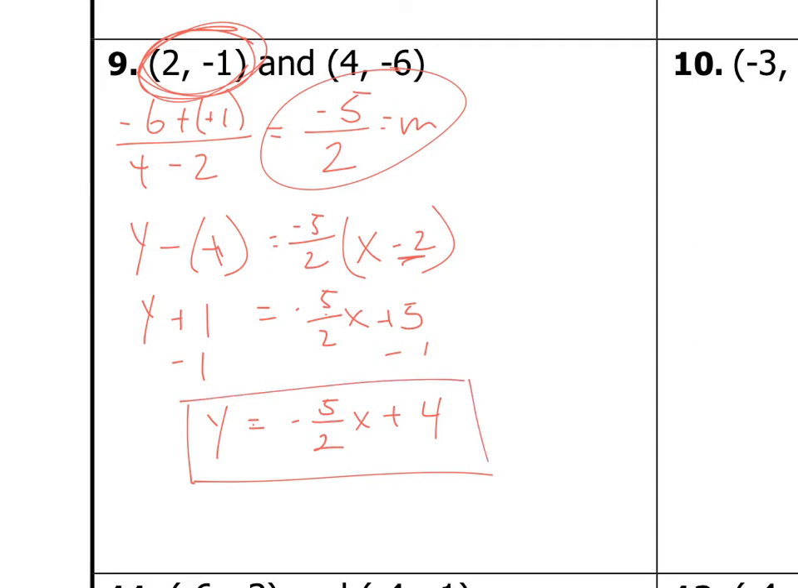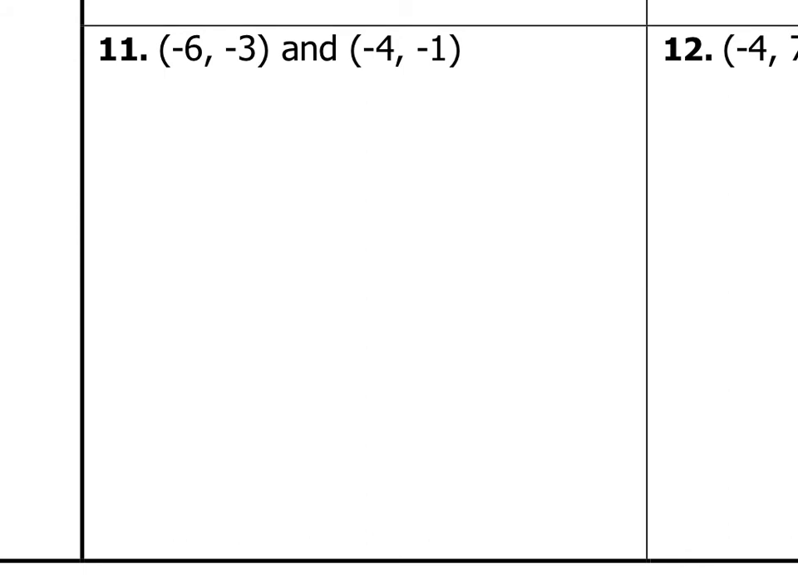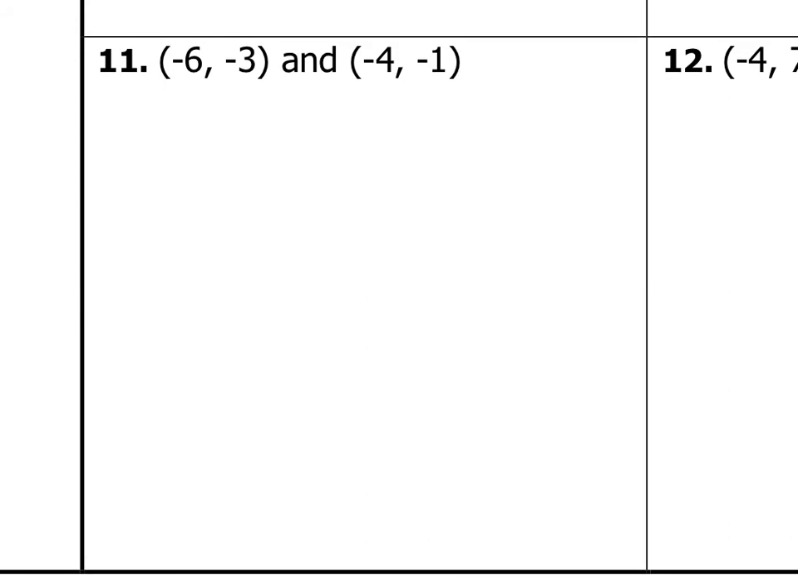Same as the other page. So had I picked 4, negative 6, I'm still going to get negative 5 halves x plus 4. Why don't you kiddos tackle the evens here. All right, like magic, when you come back, all of these answers will appear. Okay. All right, let's tackle number 11.